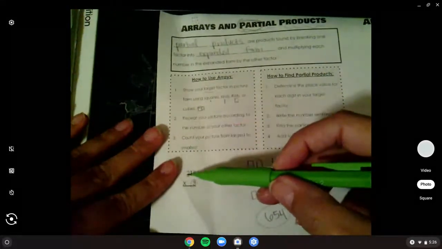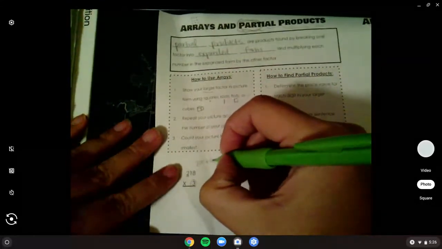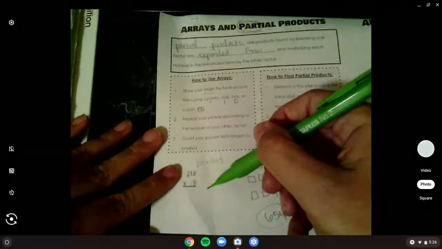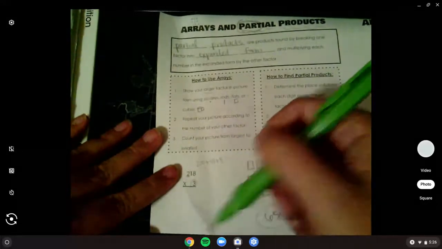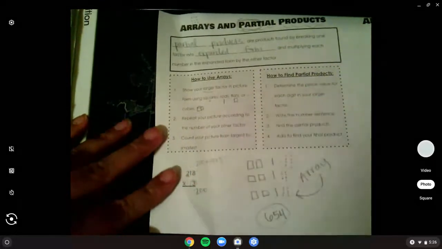Okay, so I have 218. The first thing I need to do is figure out the place value for each digit. I'm going to use that expanded form, but instead of writing it like 200 plus 10 plus 8, what I want to do is stack my expanded form up and down. So I'm going to put over here to the side 200.